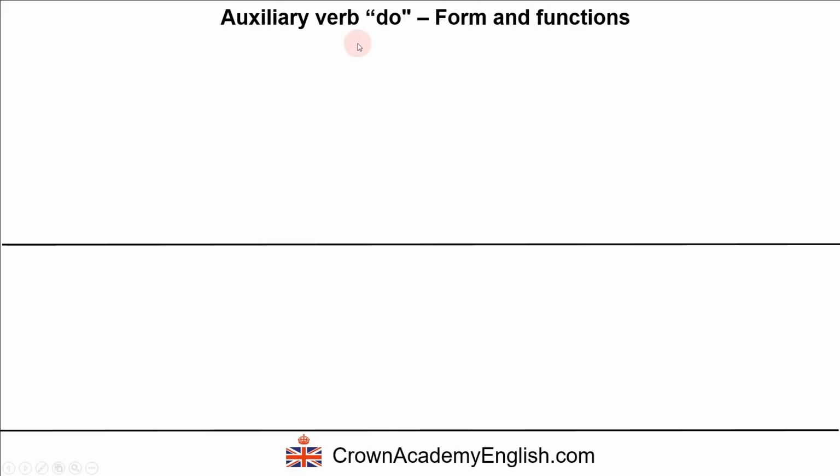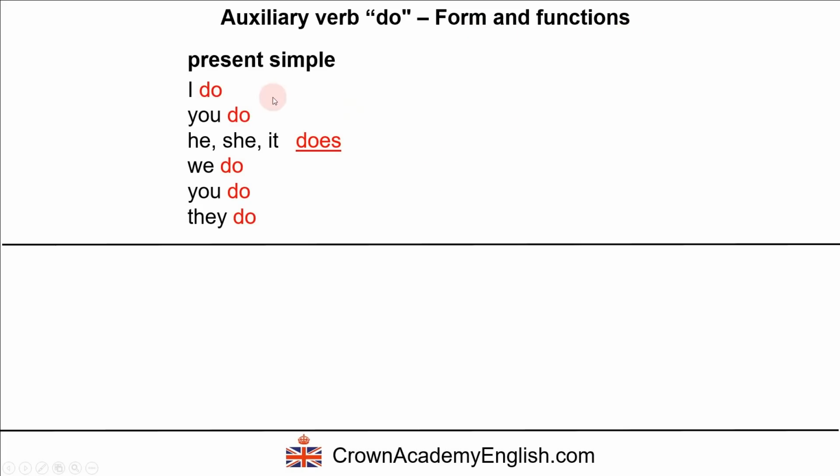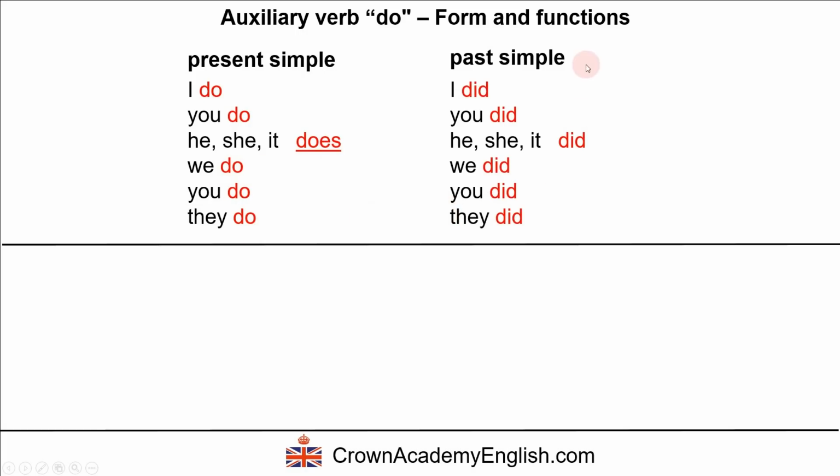Let's look at the auxiliary verb do. Let's look at the form and then the functions. So the present simple form of do is I do, you do, he, she, it does, we do, you do, and they do. And the past simple is I did. It's did for all of the subjects.